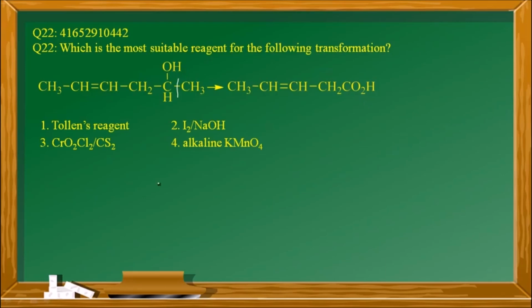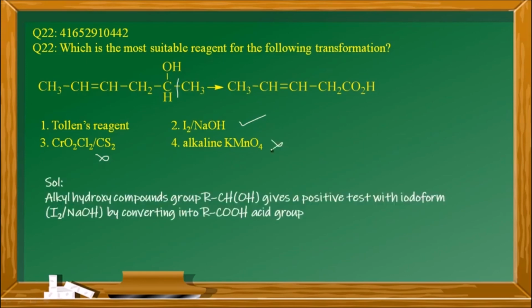What is the transformation? Tollens' reagent? No, friends. Ammoniacal silver nitrate? No. Iodine and sodium hydroxide? Yes. Iodoform? Let us see other reagents. Bromine chloride? No. Alkaline KMnO4? No. This reaction, the alkyl hydroxy compound group, gives a positive test with iodoform. This is iodine and sodium hydroxide converting it into an acid group. So option number 2 is the correct option, friends.